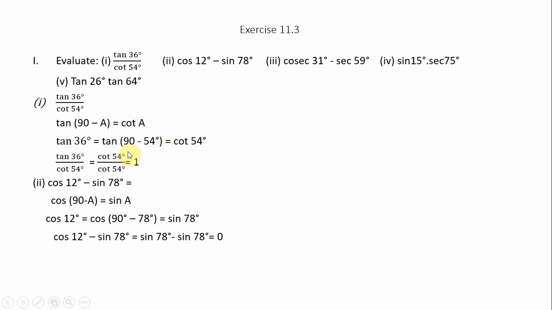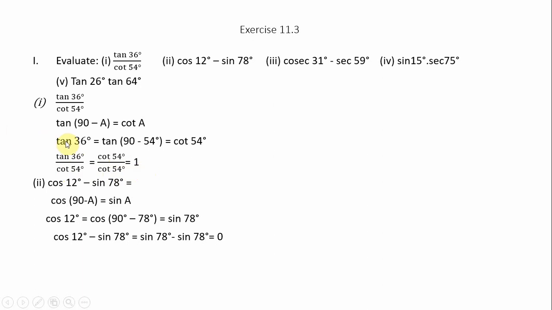Tan 90 minus theta becomes cot theta. So when we convert this tan to cot, we don't write 90 degrees. We write only the number which we found by subtracting 36 from 90. So this becomes cot 54 degrees. Means tan 36 degrees value is equal to cot 54 degrees. The question is tan 36 by cot 54. Already we found that tan 36 degrees is equal to cot 54 degrees, and the second one, cot 54, is given. So both of them get cancelled. You get 1.